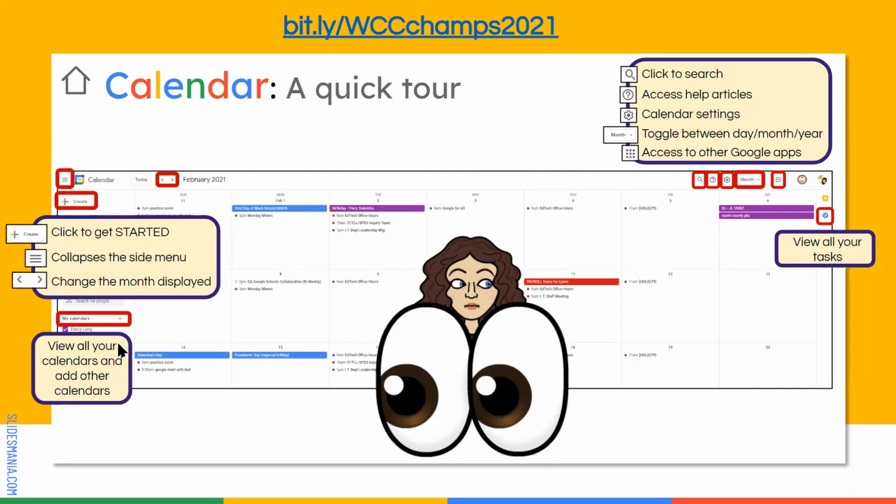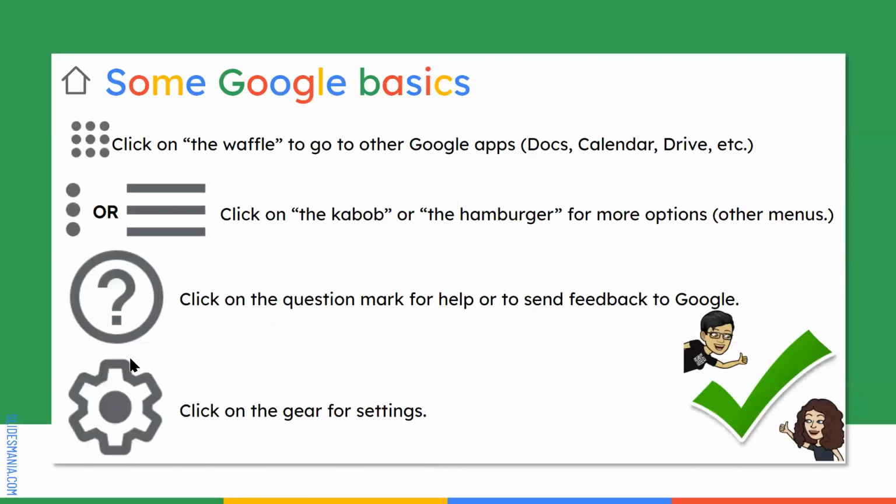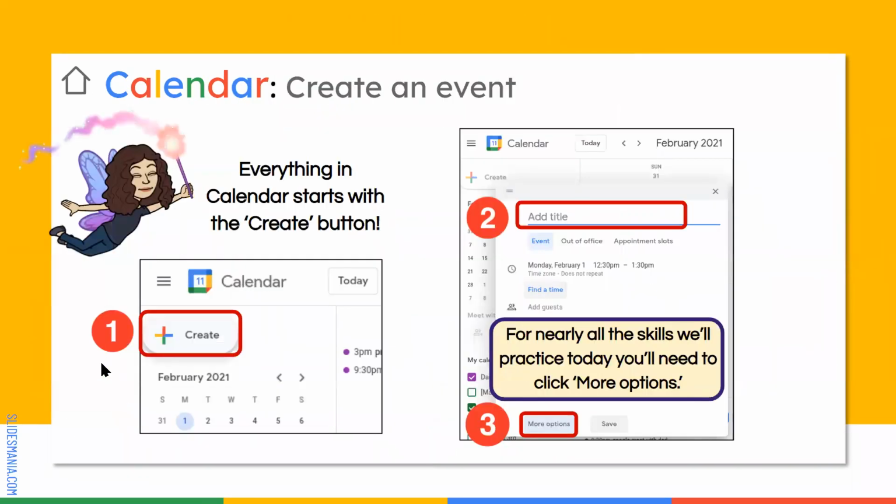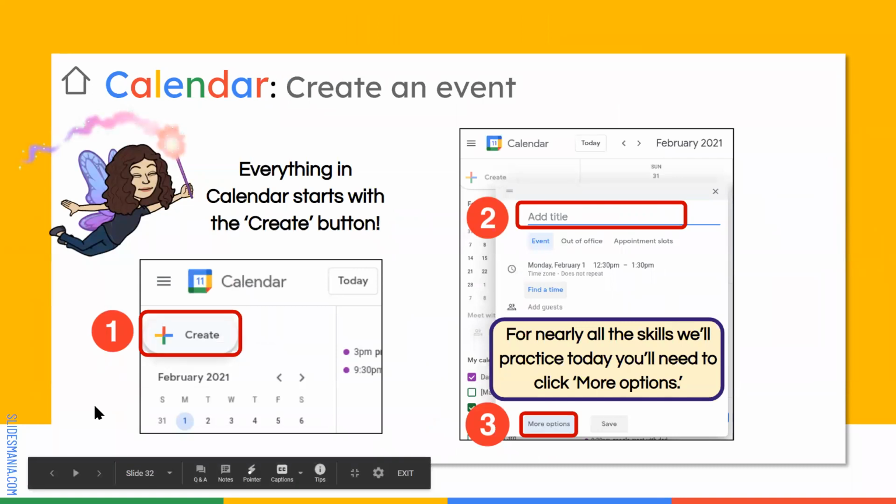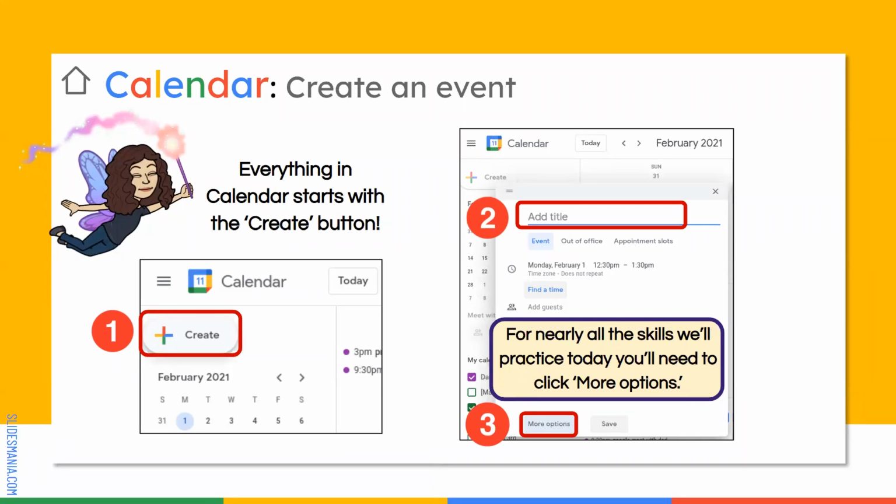And again, you're going to see me refer back to these as we get into the different skills. So the first skill is just creating an event. And it starts with the create button on the far left with the plus sign. In Google, a plus sign is typically making or creating something.